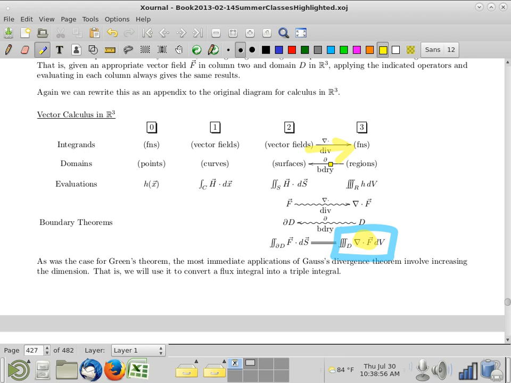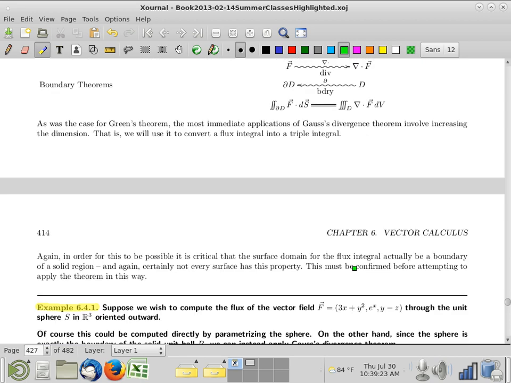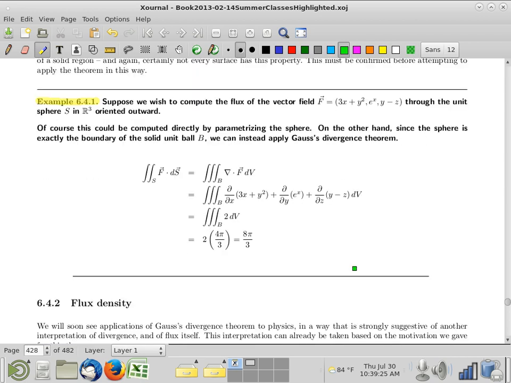But the bigger worry is, can you actually find that anti-divergence? And that's a nastier problem, and it's something we're basically not going to talk about in this course. Most of the time, we use the divergence theorem to compute flux by turning it into a triple integral. That's usually easier. Okay, let's get our hands dirty and do an example.